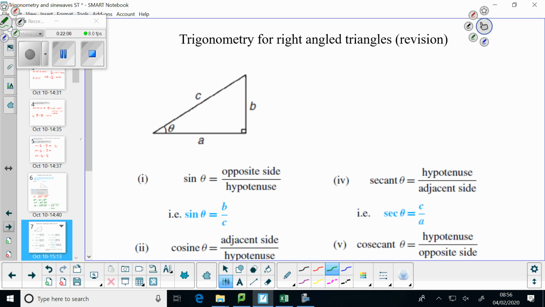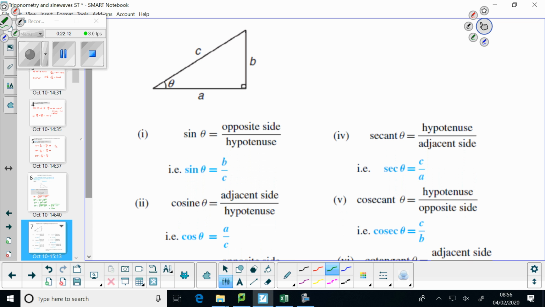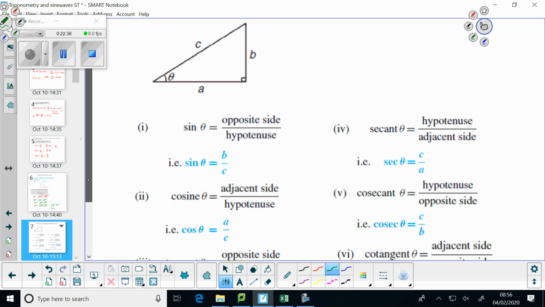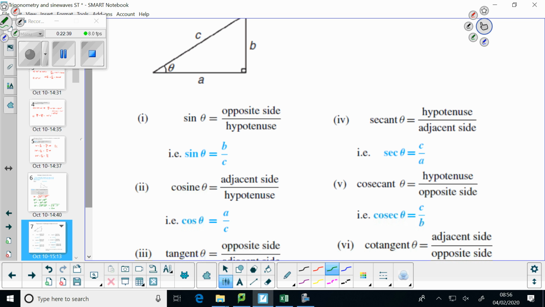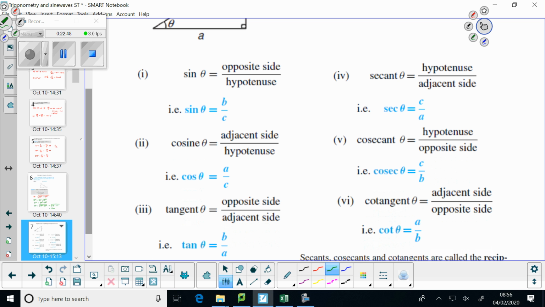Trigonometry for right angle triangles. Again, revision. So if we take a right angle triangle, side lengths A, B and C, and an angle theta, sine, cosine and tangent are ratios related to the sides. So the sine of an angle is equal to the opposite side divided by the hypotenuse. Cosine is the adjacent side divided by the hypotenuse, so that would be A over C. And the tangent is the opposite side divided by the adjacent side.